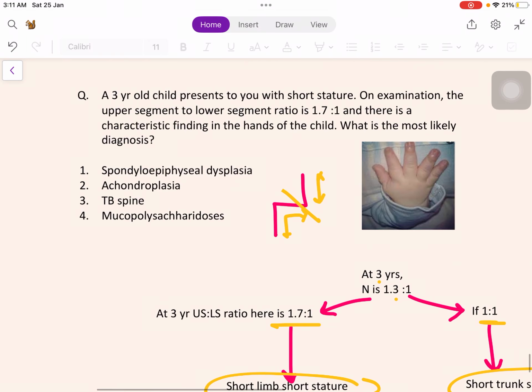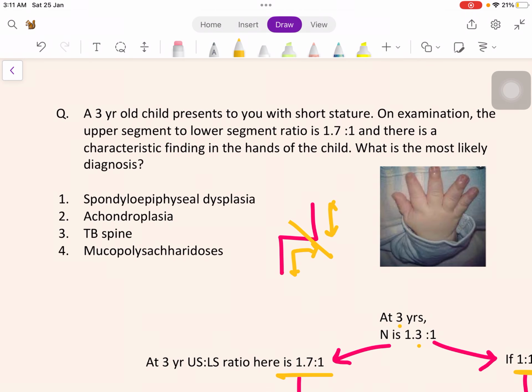So let's come back to the question. So in this, spine is short trunk, spondylo is short trunk, mucopolysaccharidosis is short trunk, and we know achondroplasia is short limbs. And if mucopolysaccharidosis would have been the answer, then in the history also they would mention something like coarse facies or corneal clouding. So here the answer is achondroplasia.